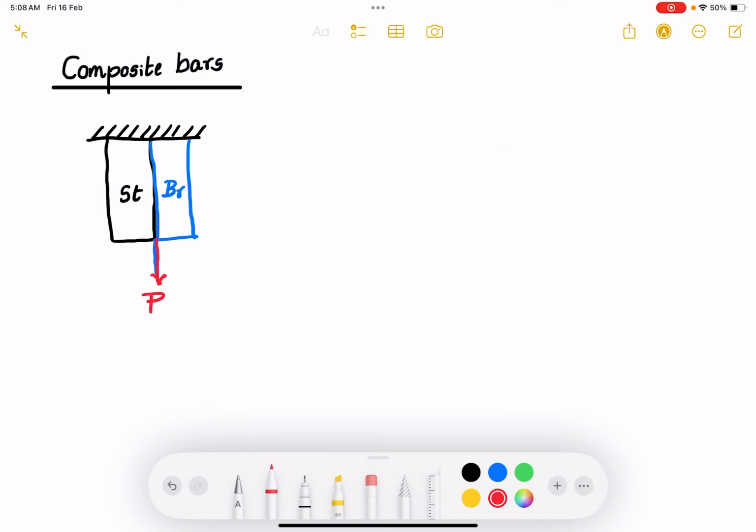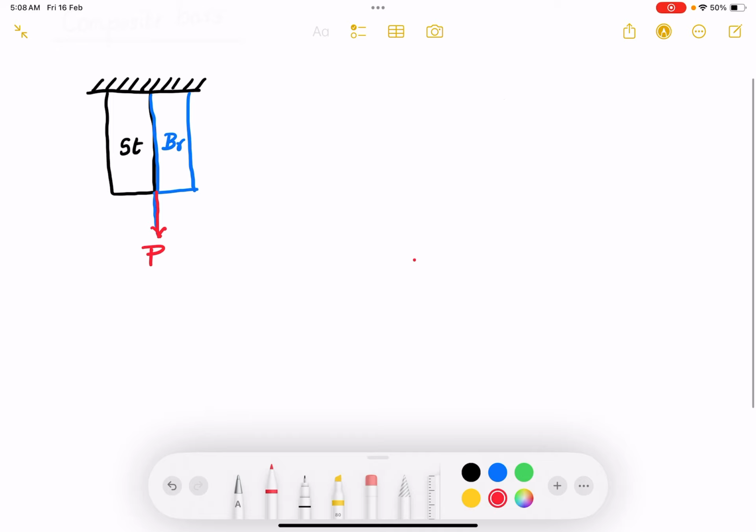Okay, fine. So that leads us to the first equation, that is the total load, which can be denoted as capital P, should be the sum of the load that is carried by steel and the load that is carried by brass, and the two loads will not be the same.